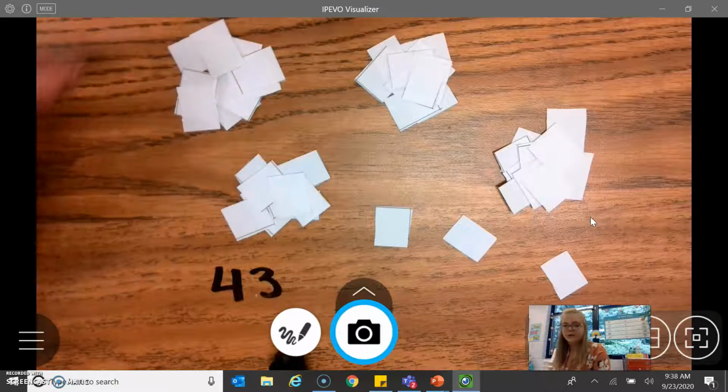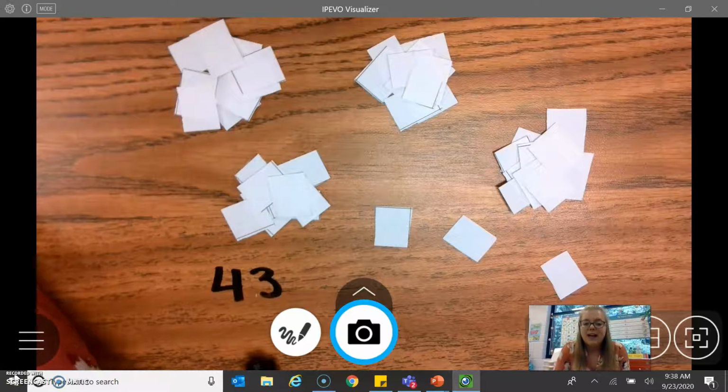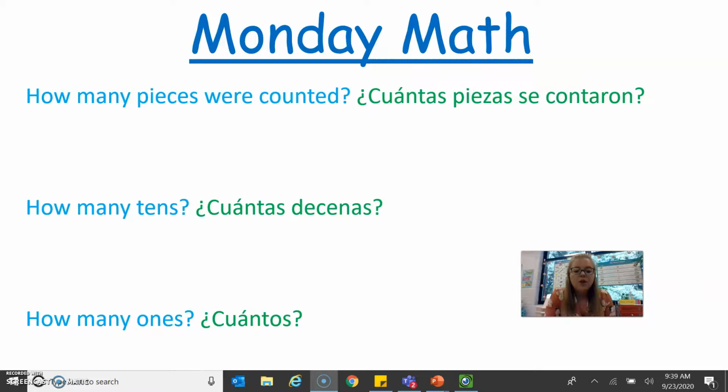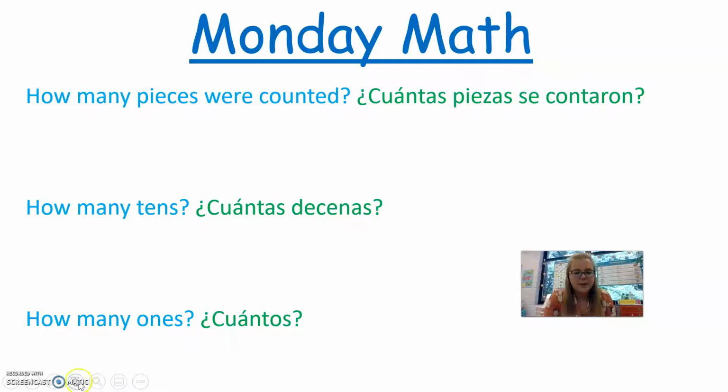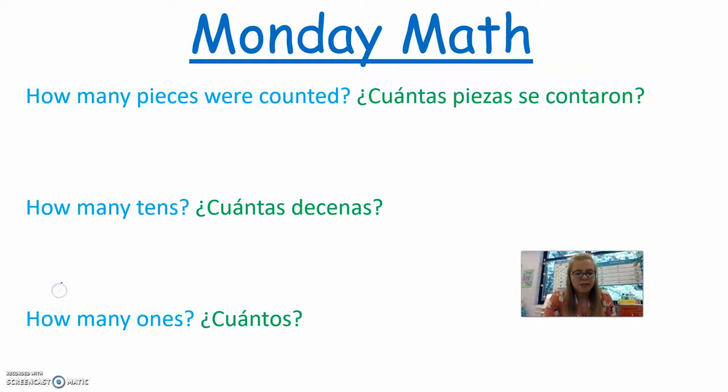Okay, and this is what you're going to do. I want you to do it a couple times, so keep dropping papers and counting them by making groups of 10. Once you've played that game a couple times, you're going to answer these questions. Alright, so the first one is how many pieces were counted? So how many pieces did I just count? I just counted 43 pieces. Okay? How many 10s did I have? So how many groups of 10 did I make? Right, I made 4 groups of 10.